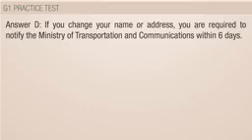Answer D. If you change your name or address, you are required to notify the Ministry of Transportation and Communications within 6 days.